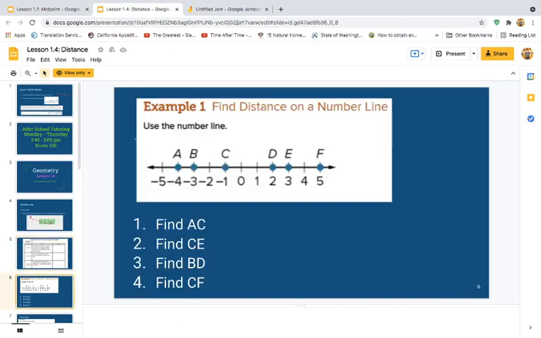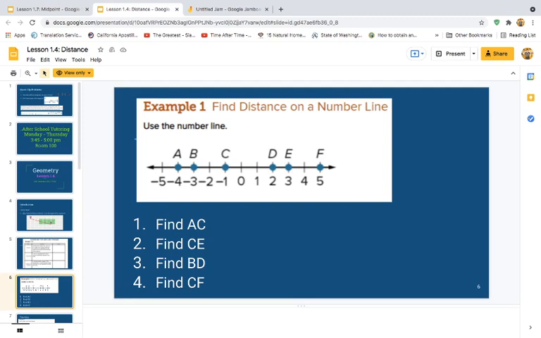So let's start with the baby stuff here. This is what I like to call the stuff that's probably not very difficult to do. All we're going to do here is figure out the distance or length, they're synonyms, between the following letters, the line segments. So for AC, the distance between AC is going to be 1, 2, 3. That's it. So the distance here would be 3. For CE, the distance would be 1, 2, 3, 4.